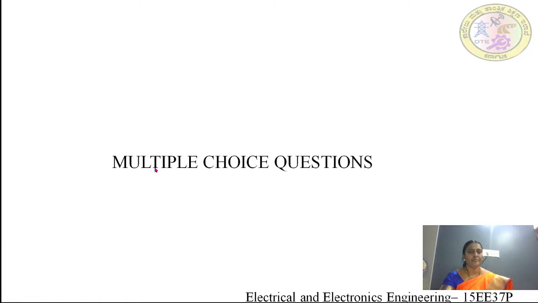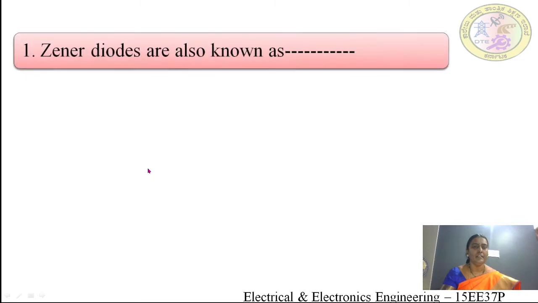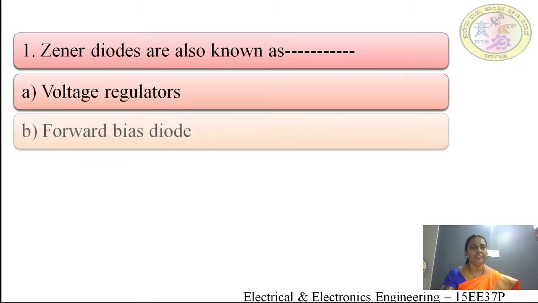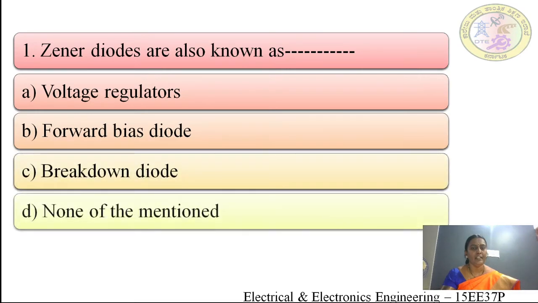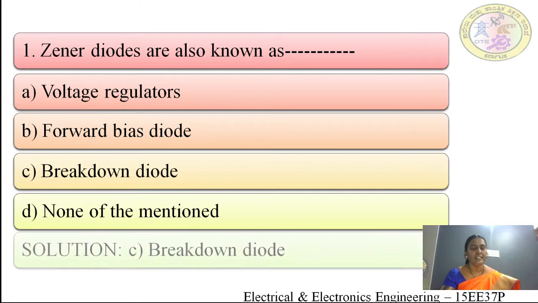Next, some multiple choice questions connected to the Zener as a voltage regulator. Zener diodes are also known as voltage regulators, forward bias diode, breakdown diode, none of the mentioned. The answer is breakdown diode.